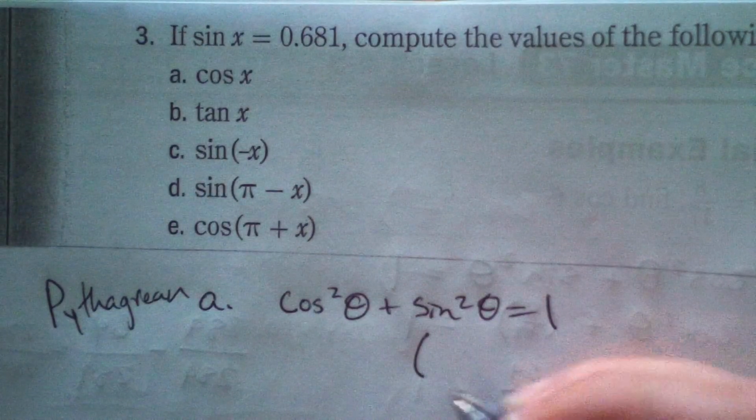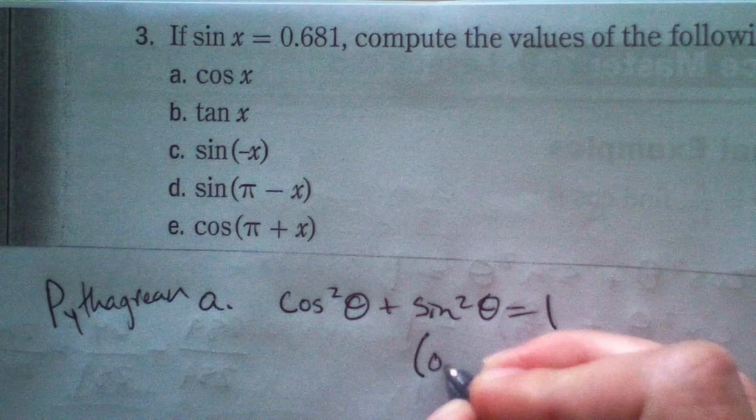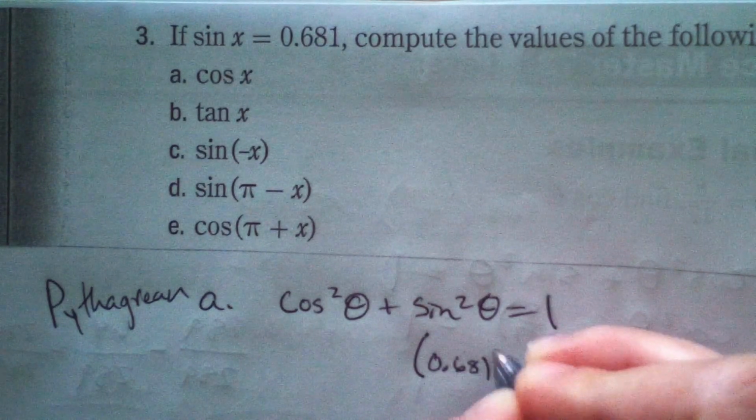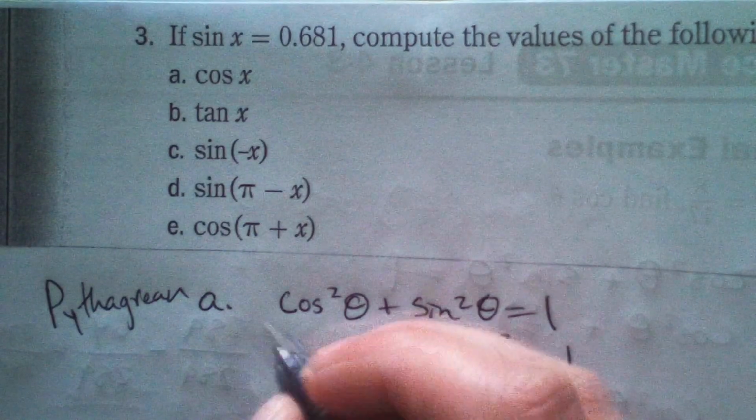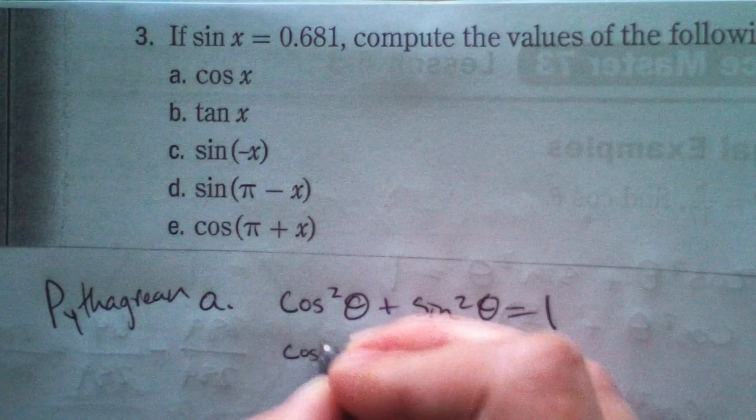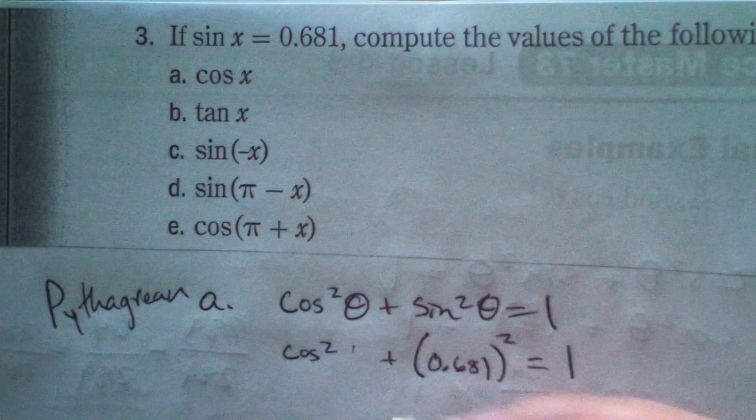And then, similar to a normal equation, even though it's cosine there, if it's squared, to get rid of it we square root. So you're going to square root on both sides. Then we'd be left with cosine x is equal to the square root of that number on your calculator.